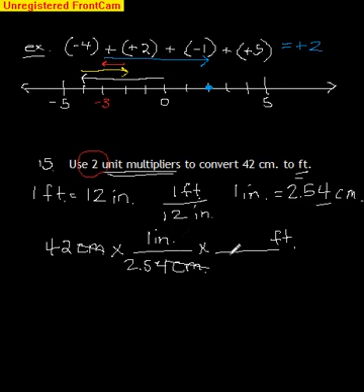So we need 1 more unit multiplier. We want to end up in feet. If we have inches up here, we need to put inches down here. And we know that there's 12 inches in 1 foot. And so here we go. The inches cross out. They should always be diagonal like this. And we write down what we have left.